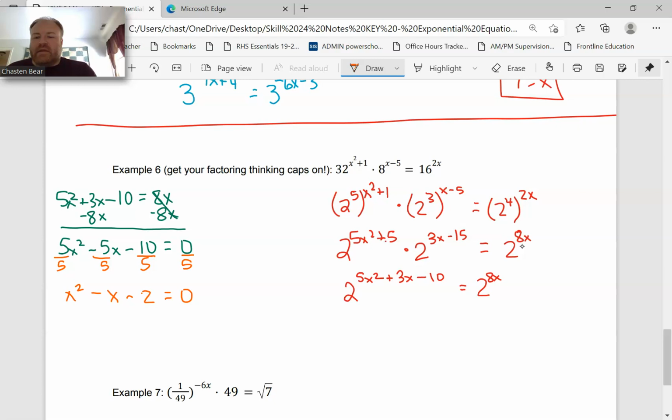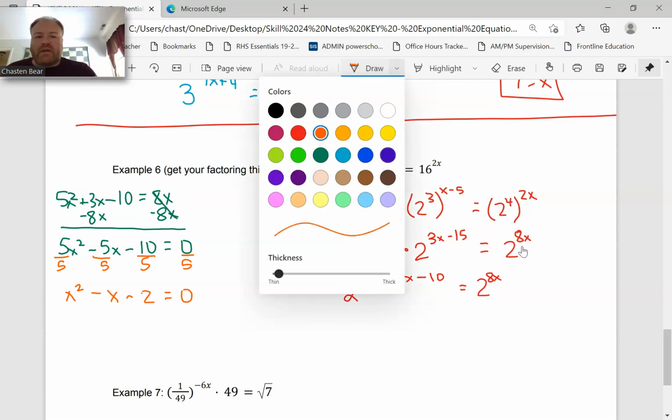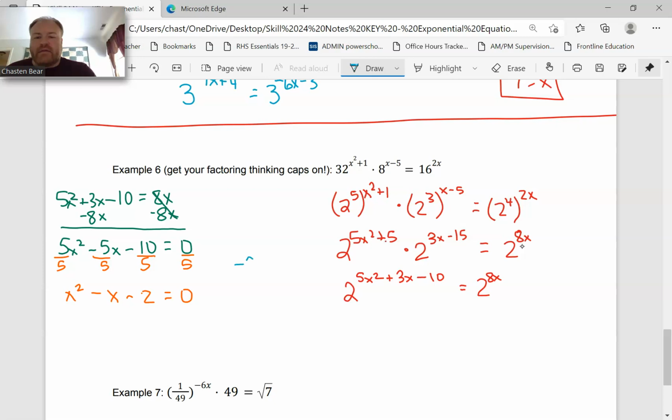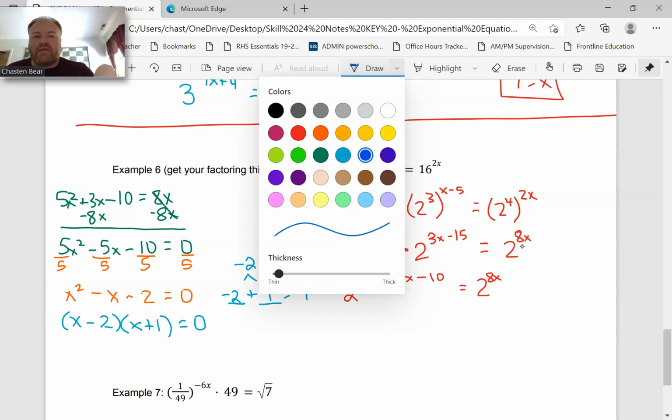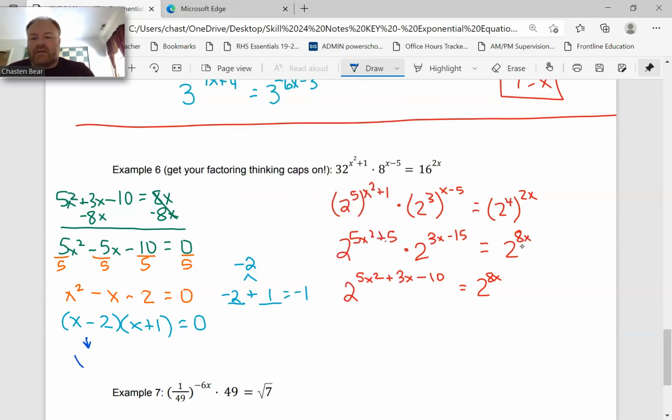How do we factor something that looks like this? Well, we're looking for two numbers that multiply to negative 2, while at the same time adding to negative 1. So that would be negative 2 and positive 1. So this will factor as x minus 2, x plus 1. And because both of those factors are just very straightforward linear factors that you can easily read off the answers, x equals 2 is one answer. And x equals negative 1 is the other answer.